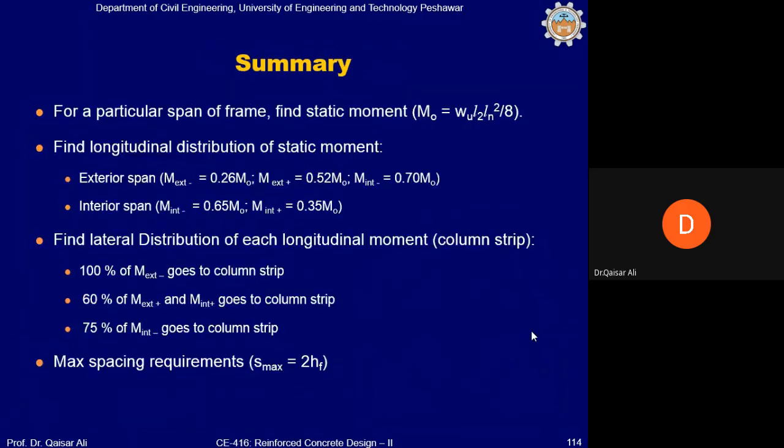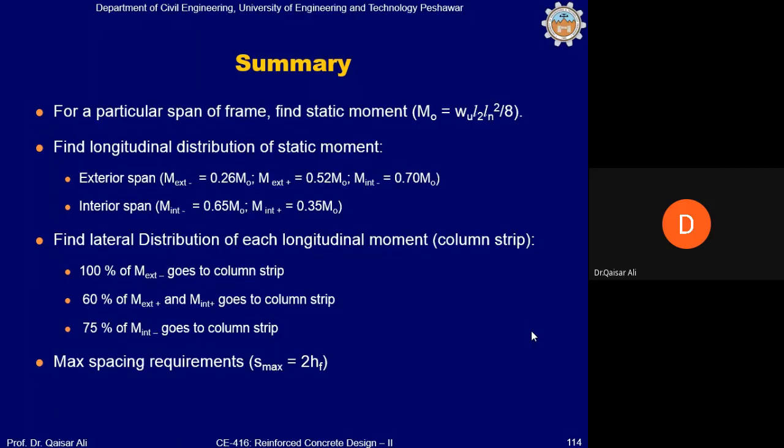With this discussion, this lecture is completed. We have designed a flat slab, a flat plate for flexure, and then for punching shear with all the options: drop panel, column capital, integral beam. This is the summary of this lecture.